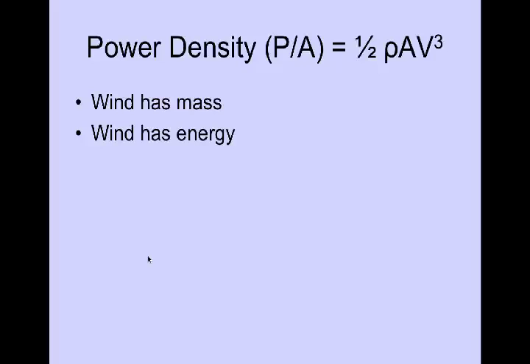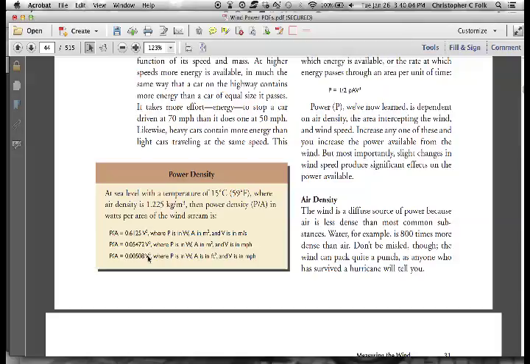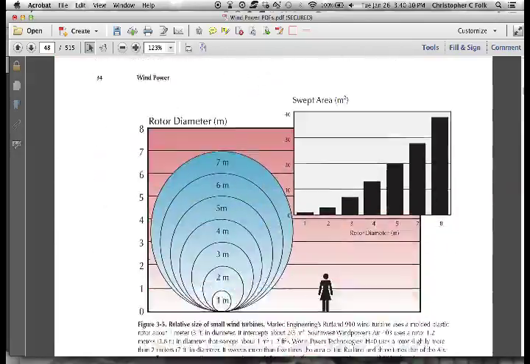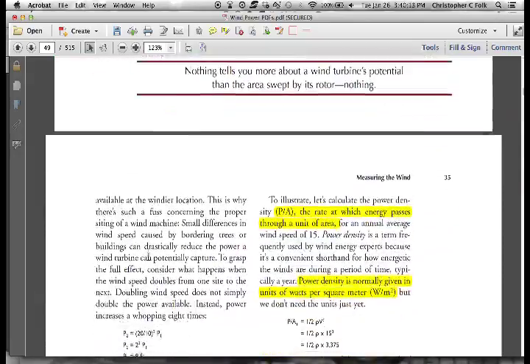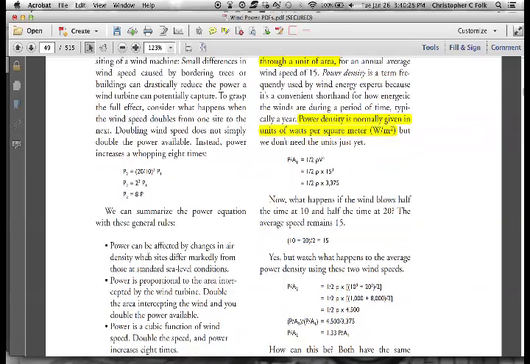Now on page 35 of the book, there's a great example of how when we average wind speeds together, things can get confusing. So I'm going to go back to the textbook here, and on page 35, I want to show you this formula at work. All right, so here on the next page, and I've highlighted this a little bit. We're going to calculate the power density, P/A, and that is the rate at which energy passes through a unit of area. And we're going to do two things.